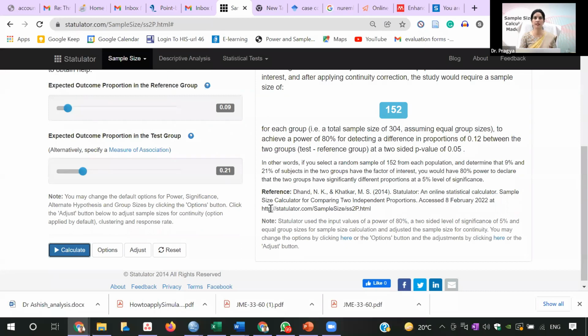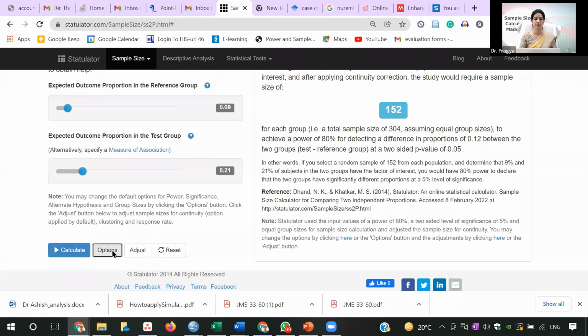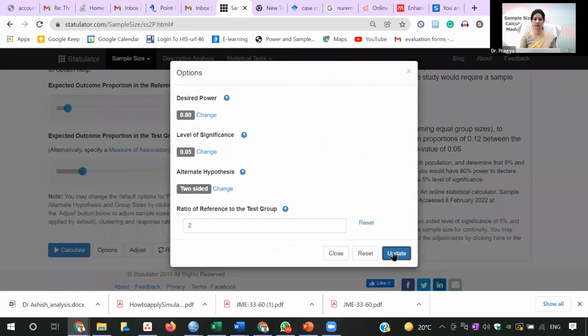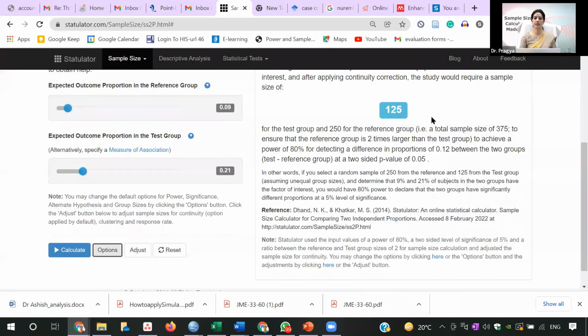So if you see this, it is 152, but again, it has taken equal group sizes. So I'll go here and update it once again. You can see the required sample size for the cases is 125. So 125 is the total number of cases, and if you take the control, it is 250. So the total sample size will be 375.